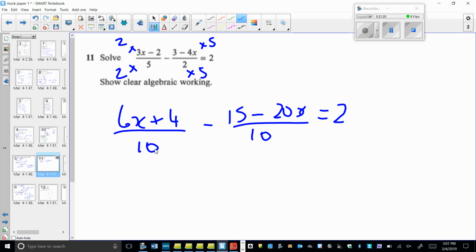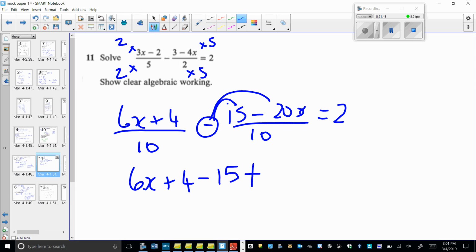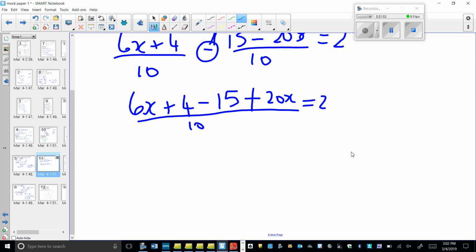Now here's the problem. Lots of you didn't recognize that this was takeaway, and I don't know how many times I need to say, when you're taking away a fraction, you're taking away both of these parts. So when you're combining the numerators, you've got 6x plus 4, take away 15, plus 20x over 10 equals 2. So that's putting them as a single numerator. And 6x plus 20x is 26x, and then 4 subtract 15 is negative 11.